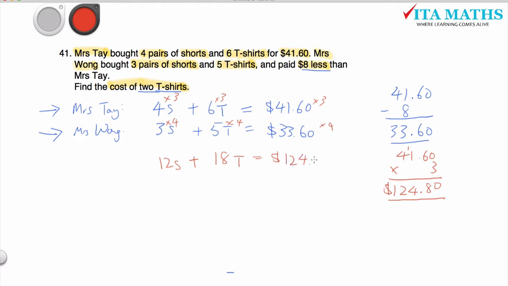Don't be scared by the big numbers. Okay, the numbers here are big, but they are quite simple to work with. Simple multiplication, simple plus and minus. Just got to be very careful with the workings.